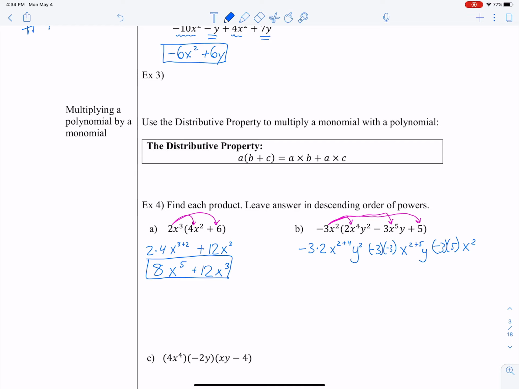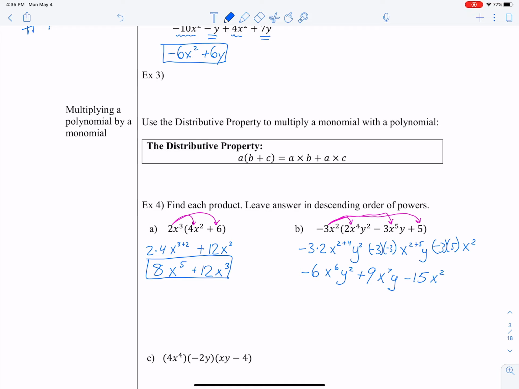All right, so let's simplify that. So we have minus 3 times 2, which is going to be minus 6. x to the 2 plus 4 is x to the 6, y squared. Now we have negative 3 times negative 3, so that's going to end up being positive 9. 2 plus 5 is 7, and then just y. Then we have negative 3 times 5, that's going to be negative 15, x to the 2.